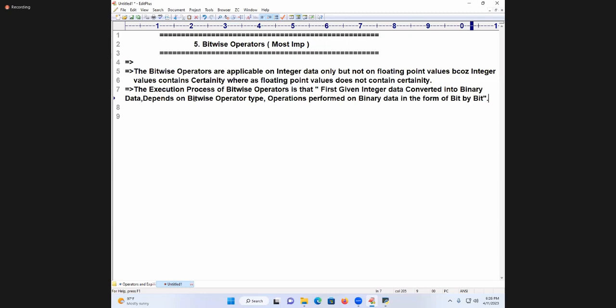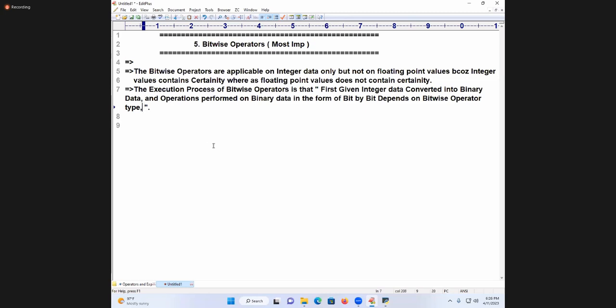So indirectly I'm telling that all the bitwise operators convert the given integer data into what format? Binary data. And operation will be carried on binary data in the form of bit by bit, depending on which operator? Bitwise operator. Are you following me? So here I am writing. I will cut this part and add it at the end. And operations performed on binary data in the form of bit by bit depend on the type of bitwise operator.